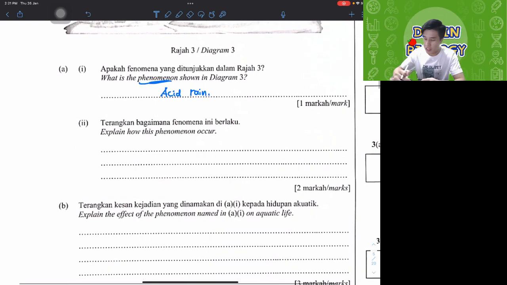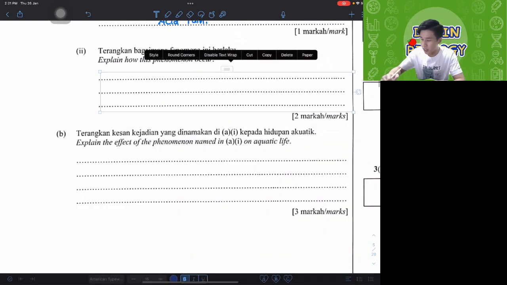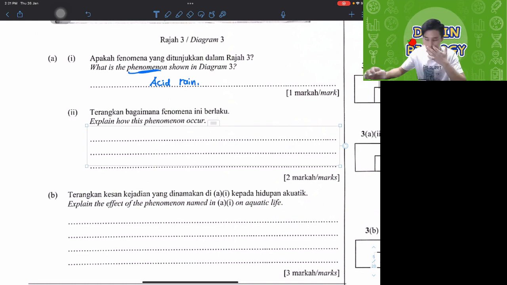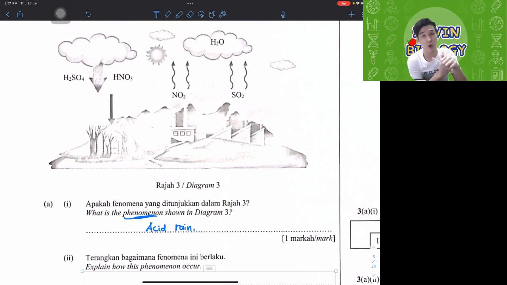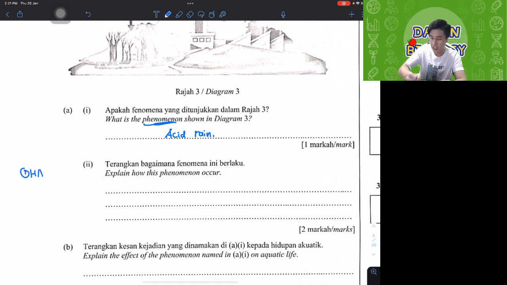Now, how this phenomenon occur, okay, for this kind of threats, right, if possible, try to name the human activity involved. Okay, which in this case is smoke from factory, or you can say burning fossil fuels, because factory punya smoke usually are burning of petrol, fossil fuels, and the pollutants. So number 1, human activity. Number 2, pollutant. So this is how we explain causes. Then the third point, you need to explain a bit like how the pollutant lead to the phenomenon.